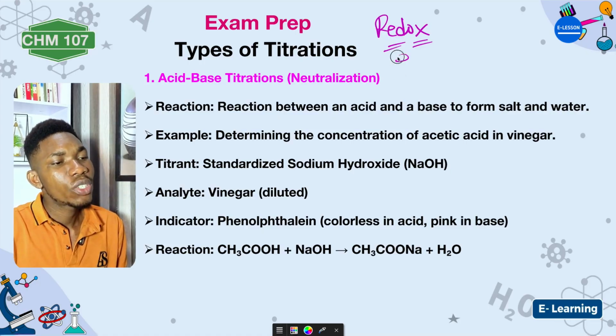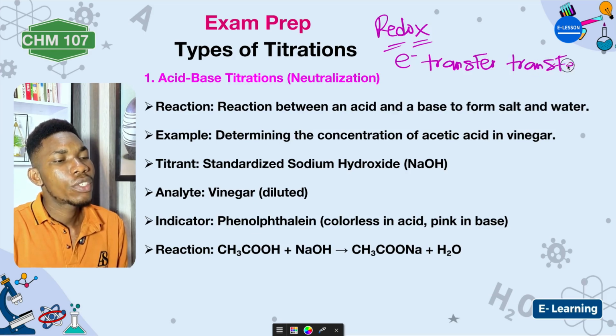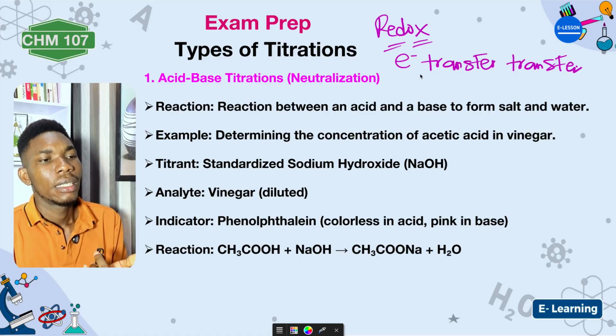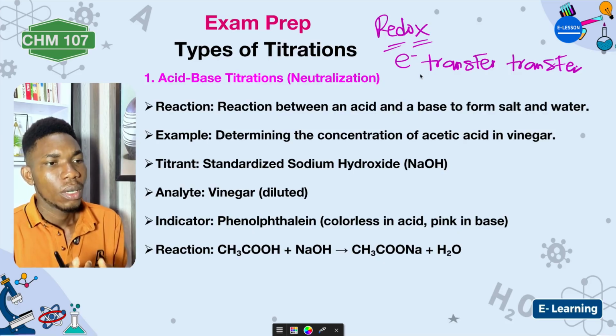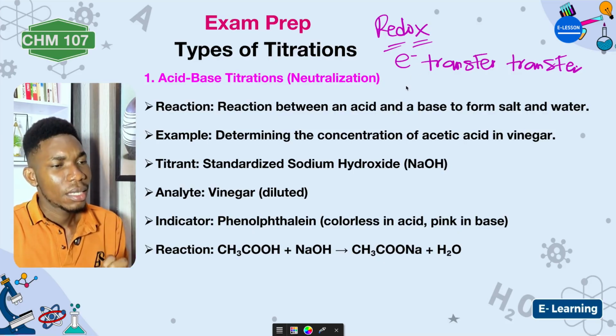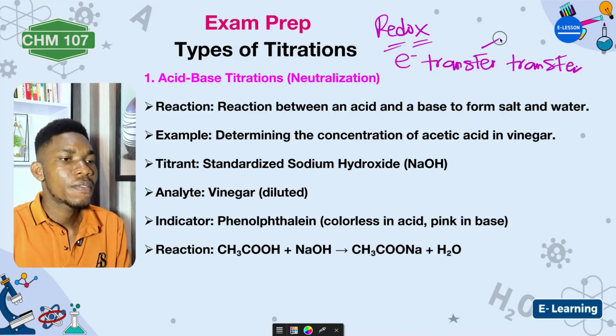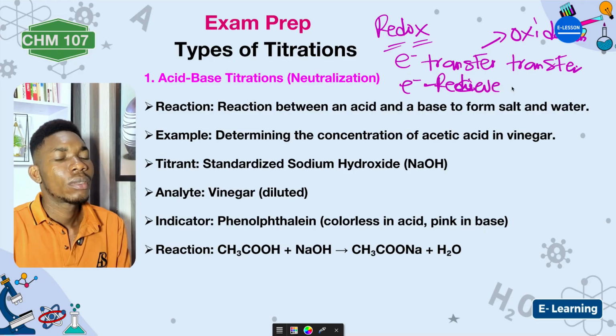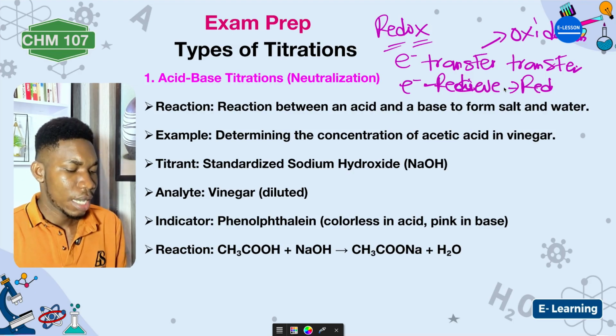It involves electron transfer. We say in a redox reaction, when electrons are transferred, it is called oxidation. When electrons are received, it is called reduction. When you transfer electrons, somebody must receive those electrons. The one that is receiving the electron, we say is what? Reduction. Receive, reduce, reduction. Is that okay?